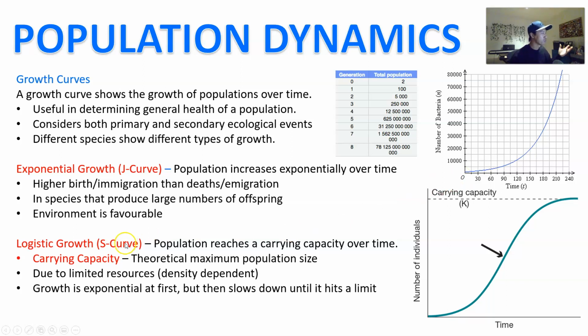On the other hand, you can have what we call logistic growth. Now, logistic growth is when the population reaches what we call a carrying capacity, right? The carrying capacity is theoretically the maximum population size it could have, because the resources that are around in that environment are limited and density dependent. So eventually you're going to run out of that resource. And so at the start, growth is going to be exponential, but it should eventually slow down and hit a limit, right? And that limit is the carrying capacity, right?